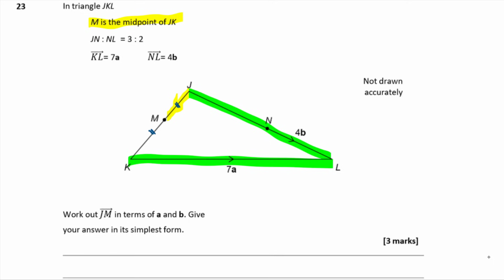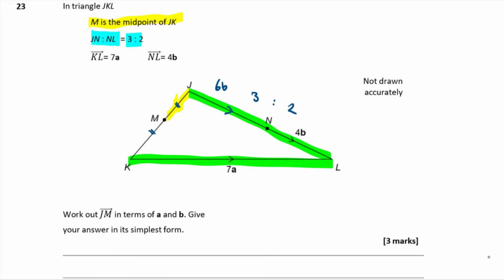And we're also told that JN to NL is in a ratio of 3 to 2. So this is 3 to 2 along here. Okay, so if this is in the ratio of 3 to 2 and NL is 4b, then if I divide that by 2 and times it by 3, it should tell me that J to N, this part down here, is going to be 4b divided by 2 times by 3. It's going to be 6b, isn't it? That's going to be 6b.